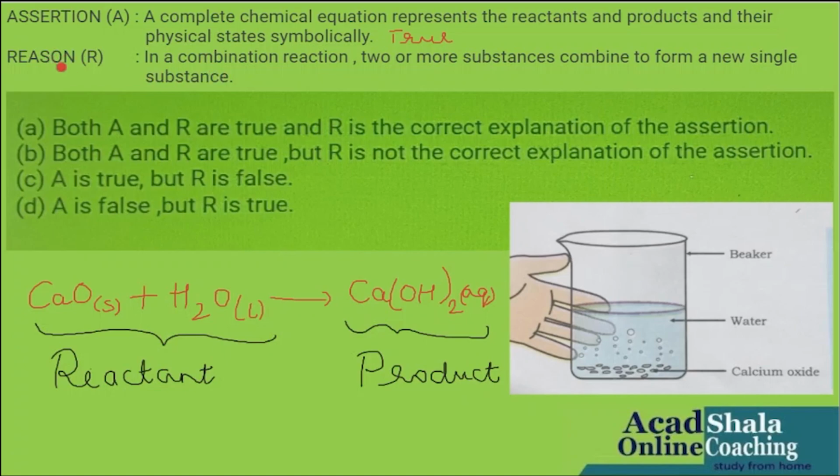Now the second, that is the reason, says, in a combination reaction, two or more substances combine to form a new single substance. Let us check. The equation which is written over here shows a combination reaction, exactly what it is saying. The example is here in front of me. It says two or more substances. Yes, I have two substances on the reactant side, and they both combine to form a product, and that too single, which is written in the statement. Absolutely true. So I find this statement also true, so I will write true.